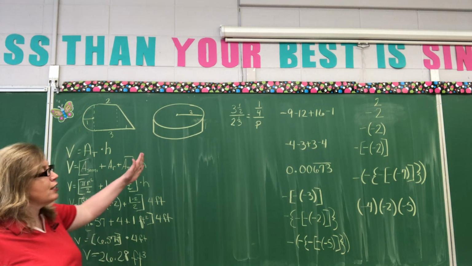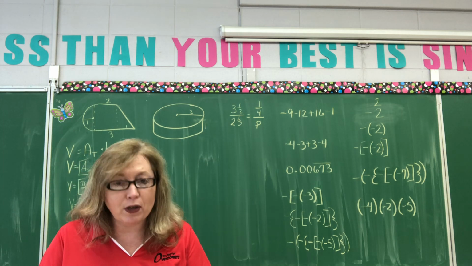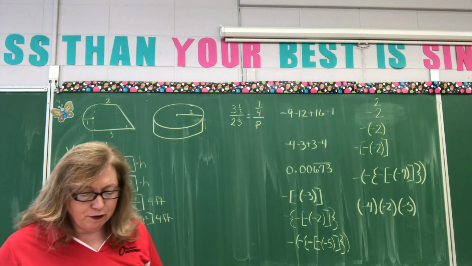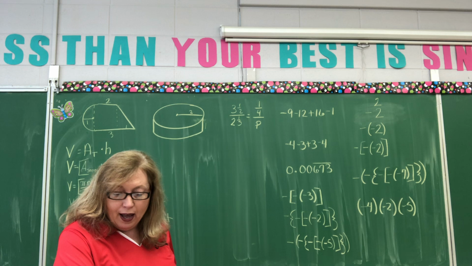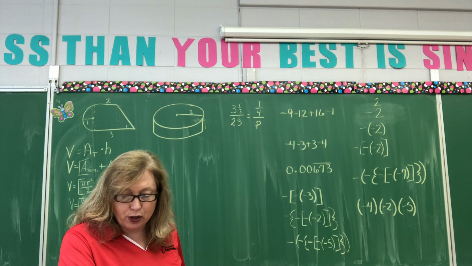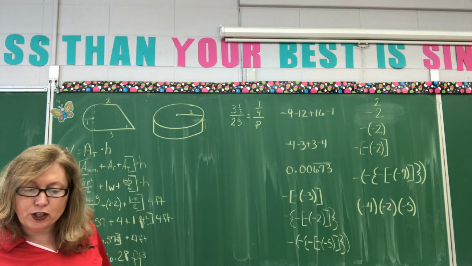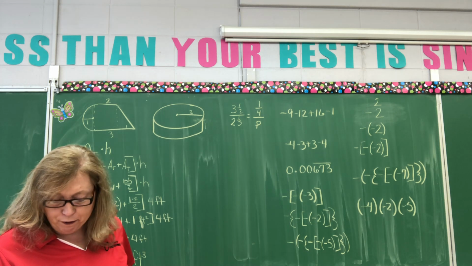Now, let's look at the next one. This is number 14 in your book. It says, find the volume and the surface area of the right circular cylinder. It's shown. The dimensions are in meters, okay? So, let's do the volume first, okay?